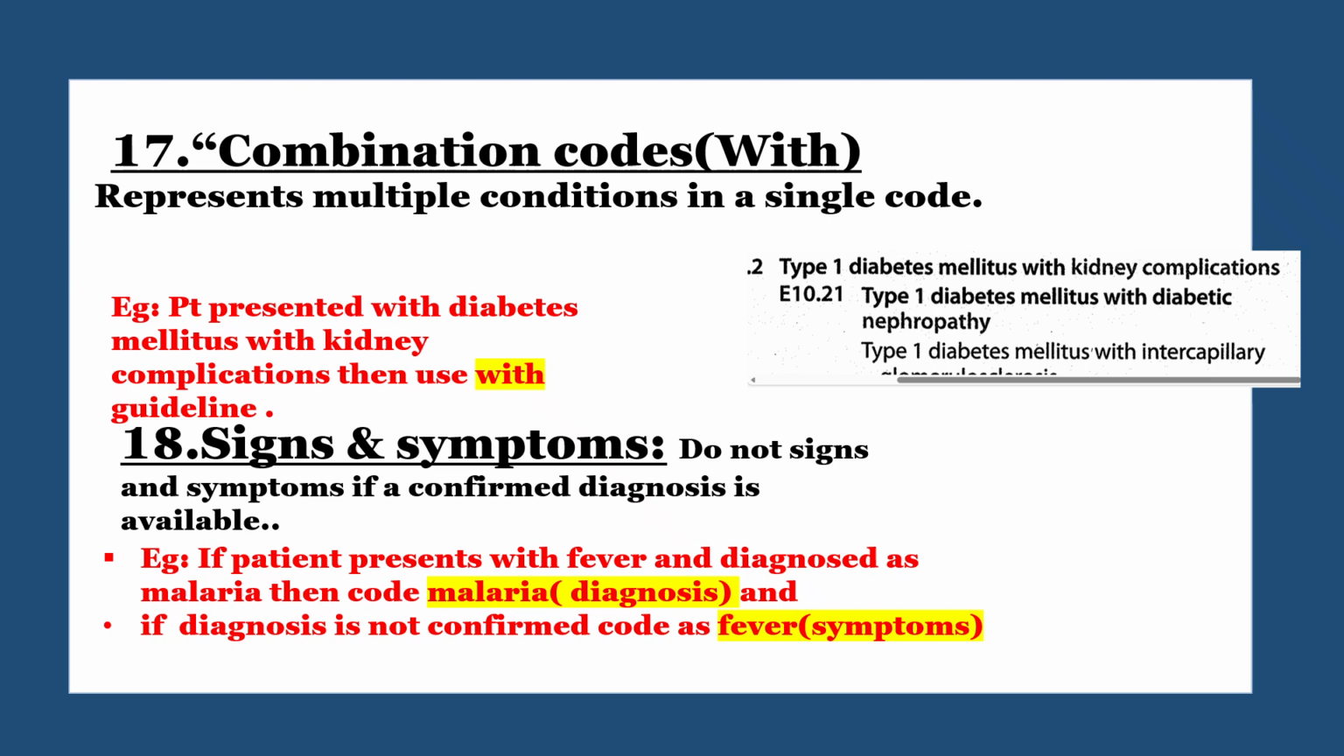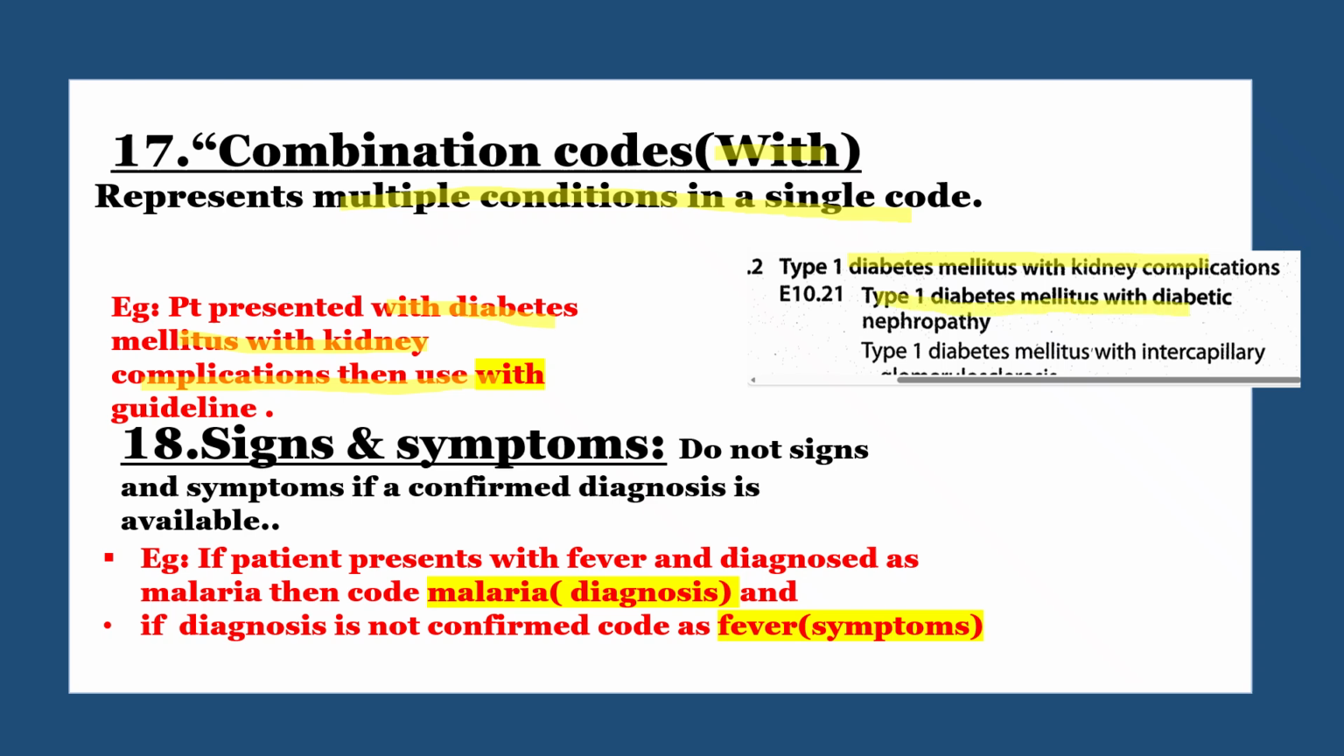Combination codes, that is the with guideline. With represents multiple conditions in a single code. For example, a patient presents with diabetes mellitus with kidney complications. Then we have to code using the with guideline. You can see the example: type 1 diabetes mellitus with kidney complication. So you have to link two conditions together, diabetes and kidney complication, with the guideline. You have to code the two conditions together.